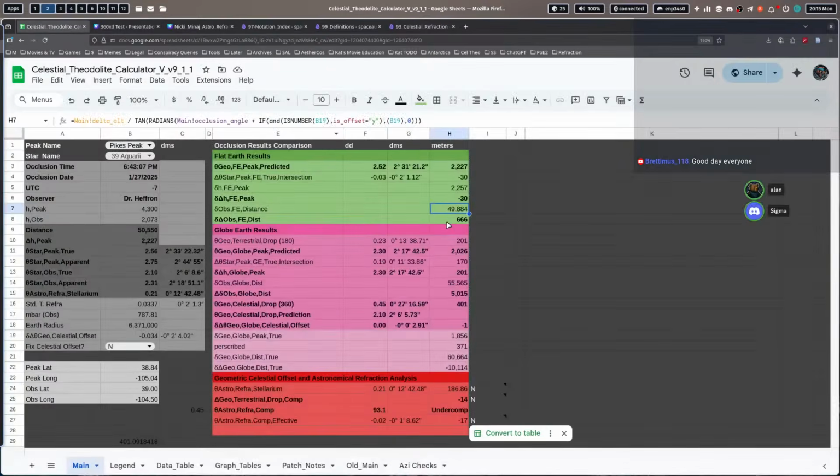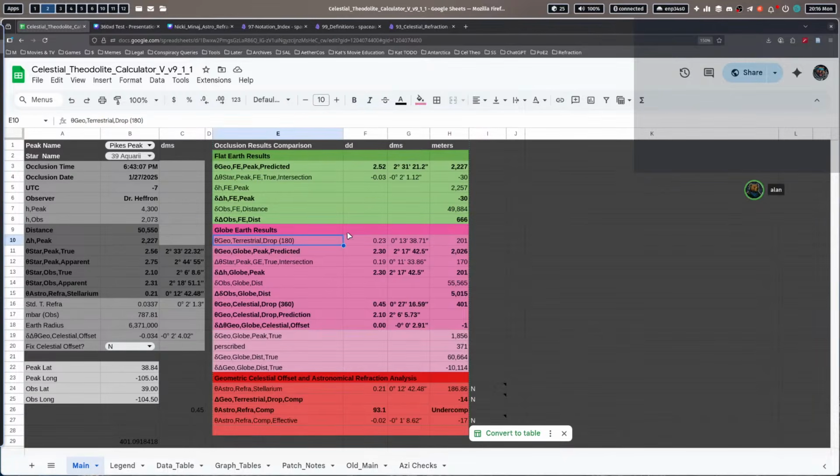And then we just kind of compare. So in this instance, our true distance was 50,550 meters away. We derived a distance of 49,884. So we were 666 off. So with that, we see that we're pretty much spot on for our location there.